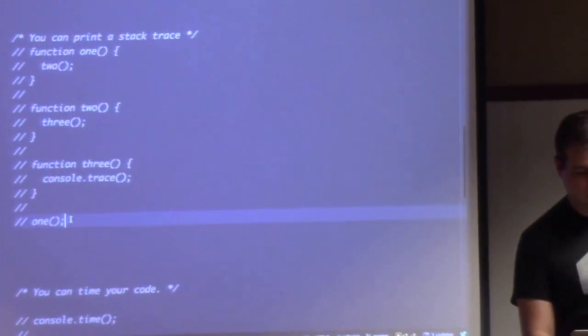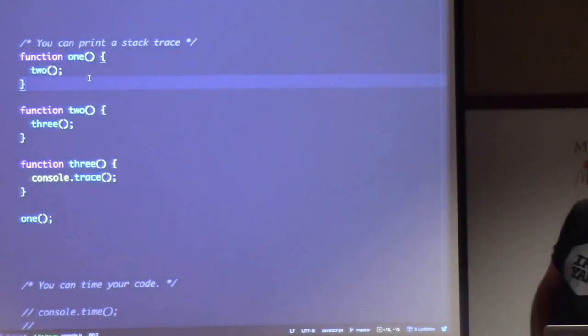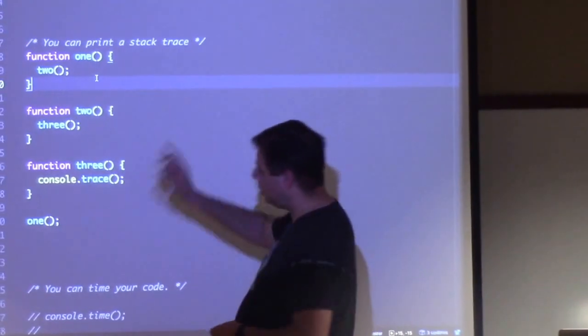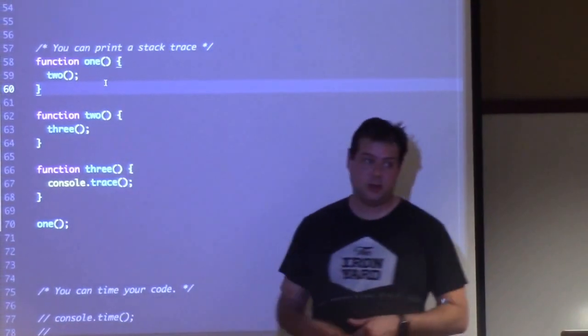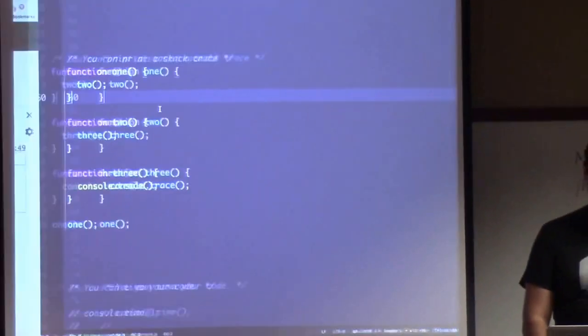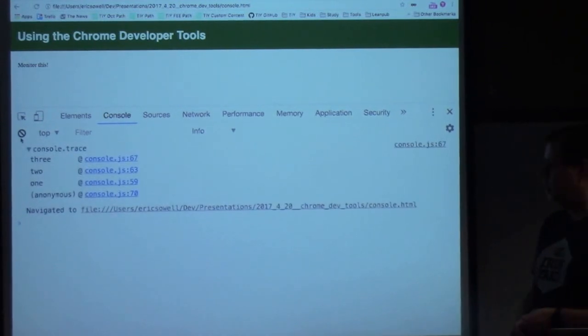So here's a bit of really cool code. I have a function called 1 that calls a function called 2. And here's the function called 2 that calls the function called 3. And inside the function called 3, I call console.trace so I can see what the stack trace is. So here we go. There it is.